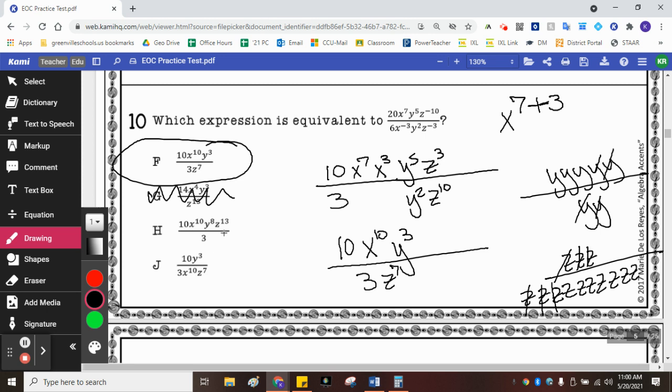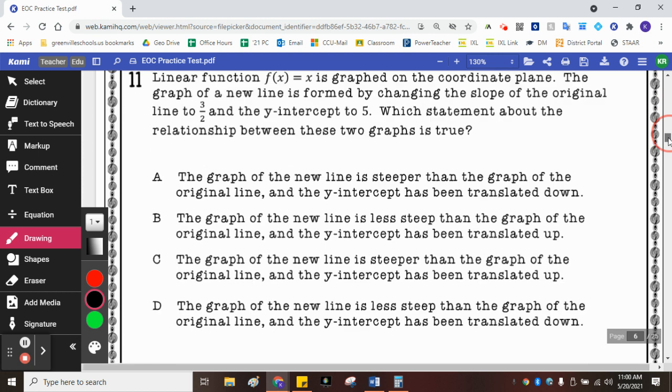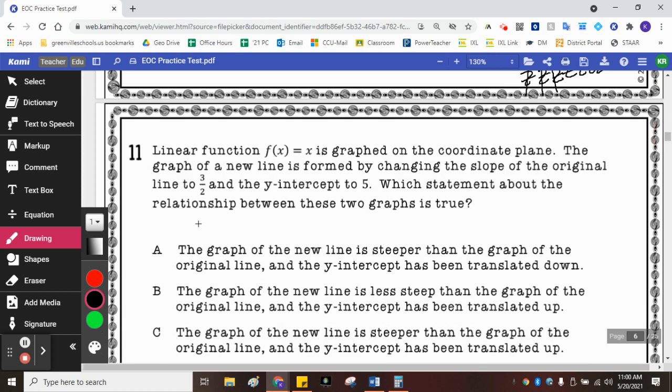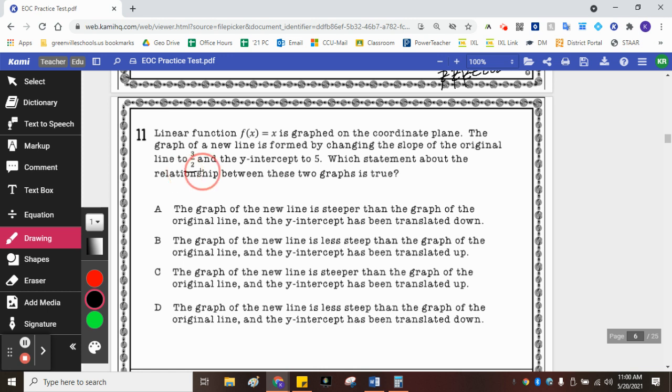Oh, never mind. X. So, a linear function f(x) = y is graphed on the coordinate plane. A graph of a new line is formed by changing the slope to 3/2 and the y-intercept to 5. Which statement about the relationship between the two graphs is true?